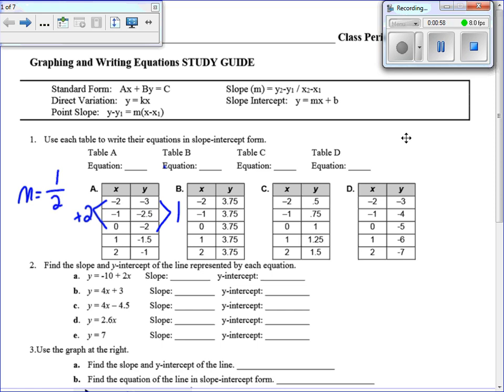We also need the y-intercept from this table. The y-intercept is when x is 0, and so our y-intercept here would be -2. And so to write this equation, it would be y equals 1/2 x minus 2. Looking at B, we want the equation for that. So again, what we need is the slope and the y-intercept from our table.